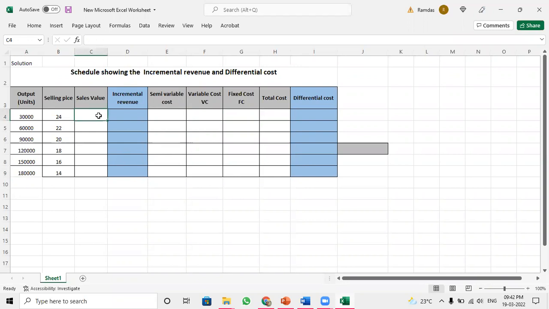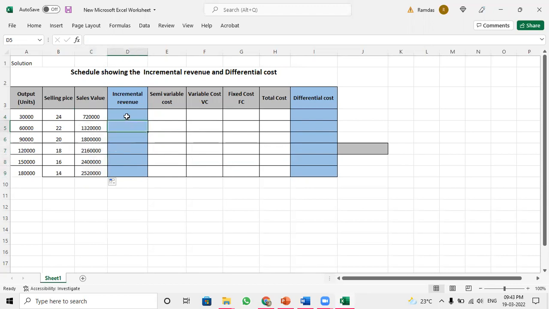Now it becomes easy for us to calculate the sales value. So how do we calculate sales value? Sales value is equal to output into selling price. So output into selling price would give us the total sales value. Similarly, we apply the same formula for all the levels of activity. So the sales value is 7,20,000, 13,20,000, 18 lakh, 21,60,000, 24 lakh, and 25,20,000.